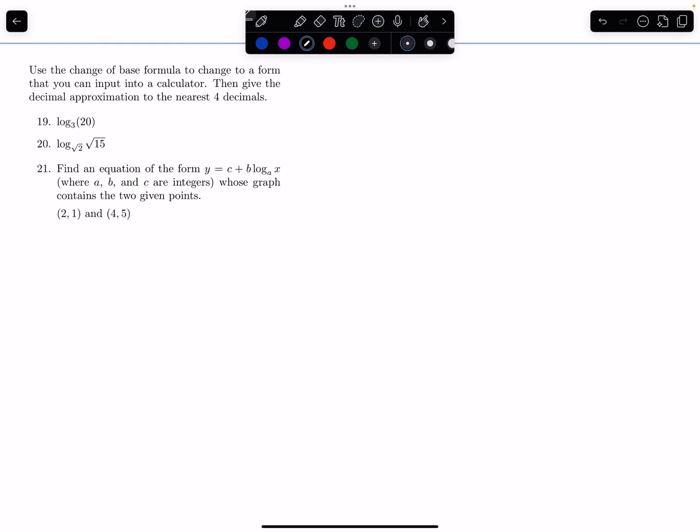Okay, 19. It says use a change of base formula, change to a form you can input to a calculator, then give the decimal approximation to the nearest 4 decimal places. Okay, sure. So log base 3 of 20. Just simple straight application of the formula. I'm going to choose the natural log as my base. What I mean by that is that I'm changing to the base e. So I'm going to choose natural log up top, natural log down bottom. That's my choice to change to natural log. And which one goes on the top? The top number, the 20. Which one goes down? The bottom number, which is the 3. So there it is. That's it.